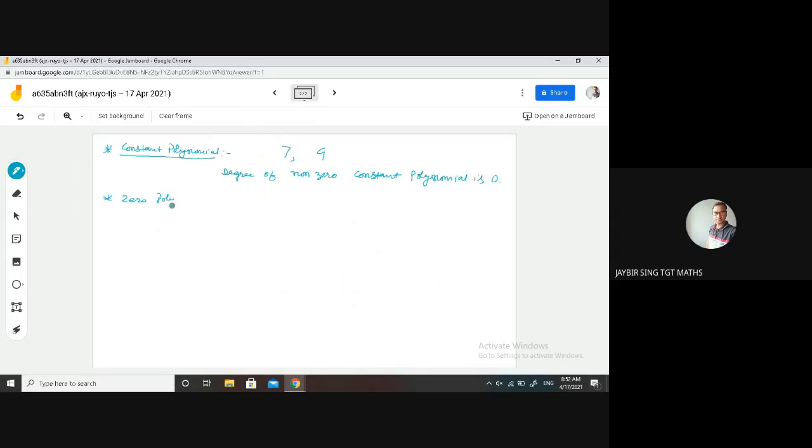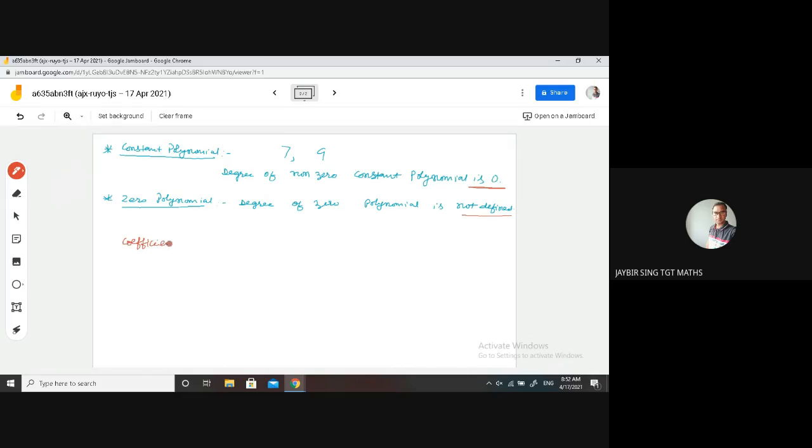Zero polynomial, so the degree of the zero polynomial is not defined. You need to learn these two things. Just keep them in mind. First is the degree of a non-zero constant polynomial is 0. This is very important. And the degree of the zero polynomial is not defined. These two things are very important. They usually come in exams.